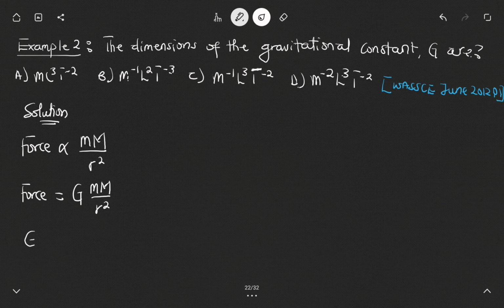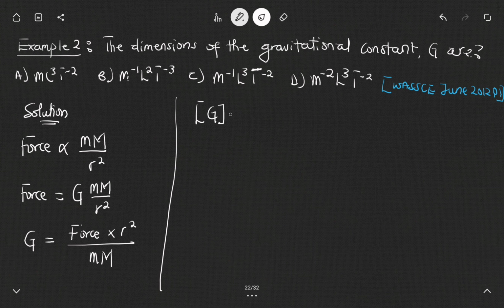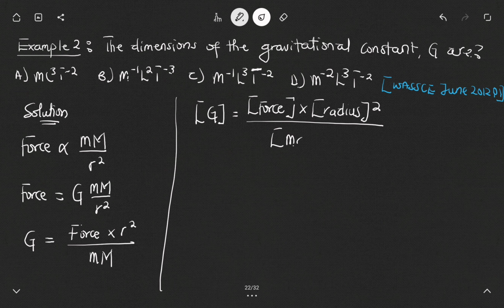If we make the gravitational constant the subject, we will have G is equal to F, which is force, multiplied by radius squared, which is r squared, over the product of the two masses that we have over here. So if I apply my dimensional analysis to them, I'll have the dimension for force multiplied by the dimension for radius squared, over the dimension of the two masses, so mass 1 multiplied by mass 2.